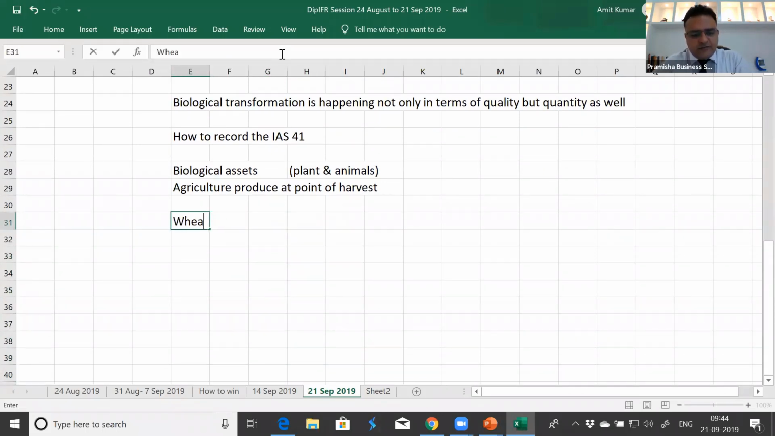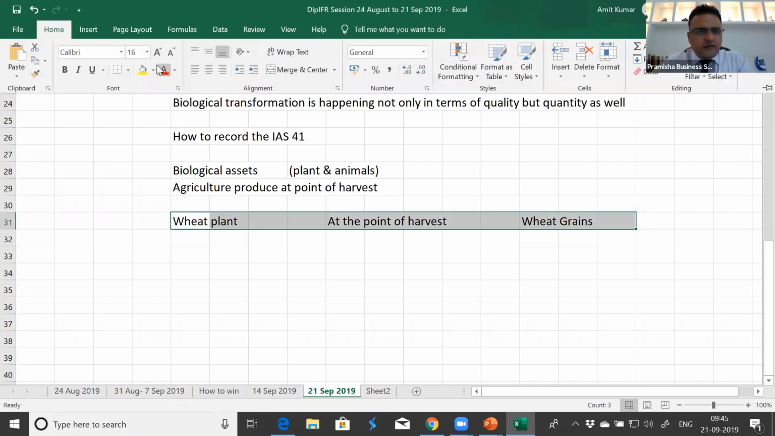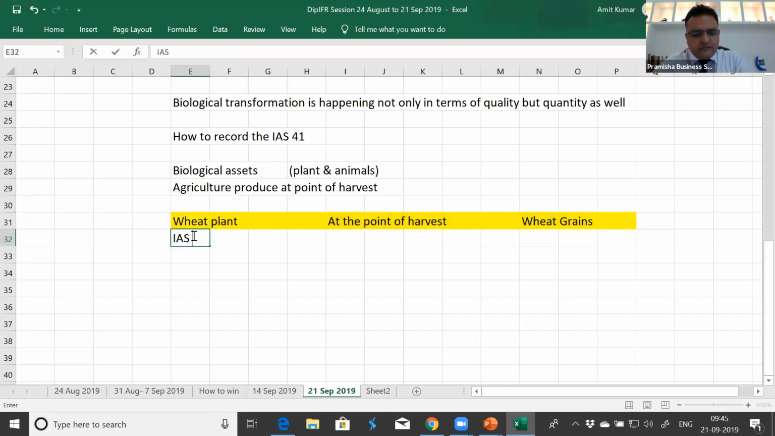Wheat plant. At the point of harvest, then they get converted into wheat grains. So this is a journey. Wheat plant IS 41, till the point of harvest IS 41. After it is converted into wheat grains, it is IS 2 inventories.